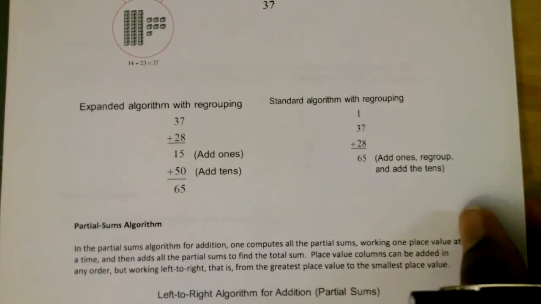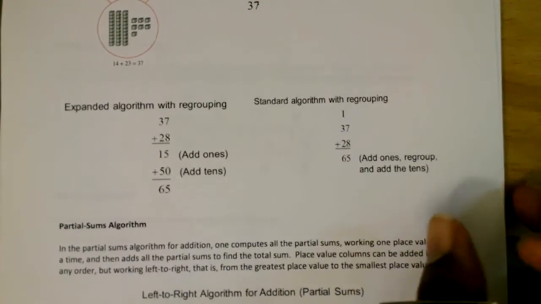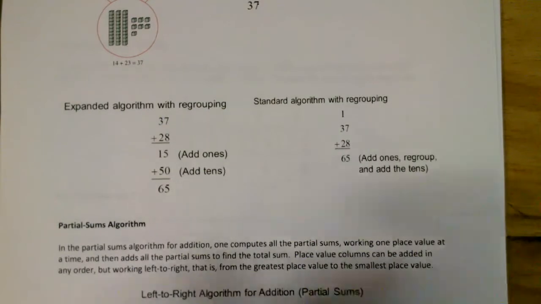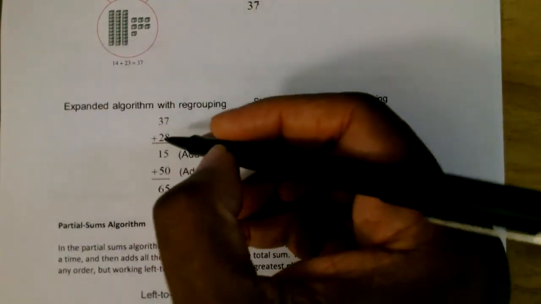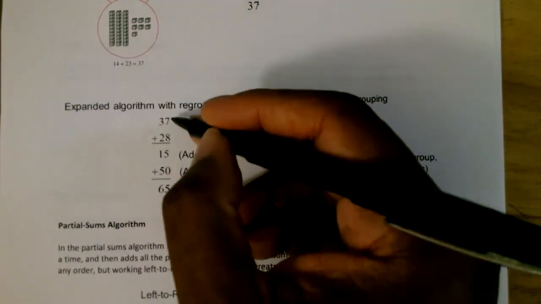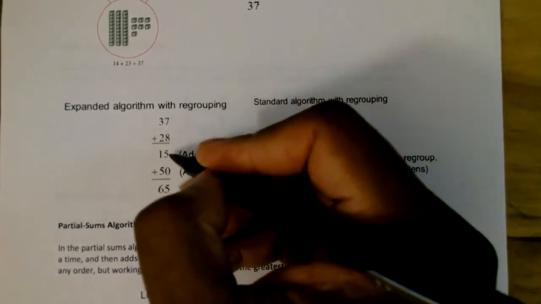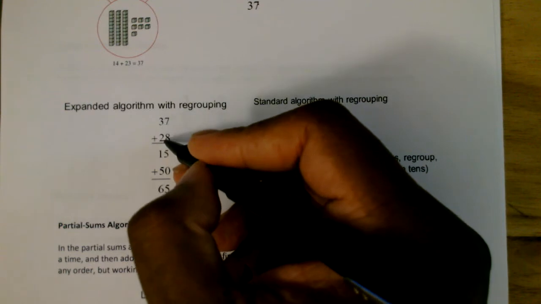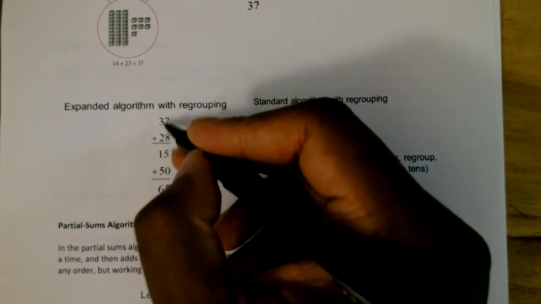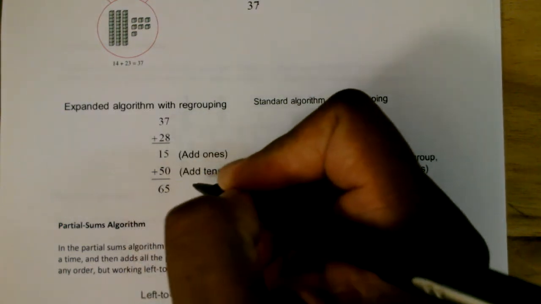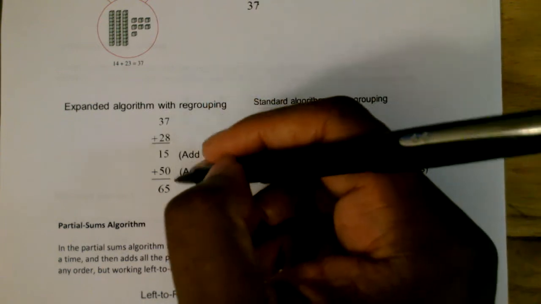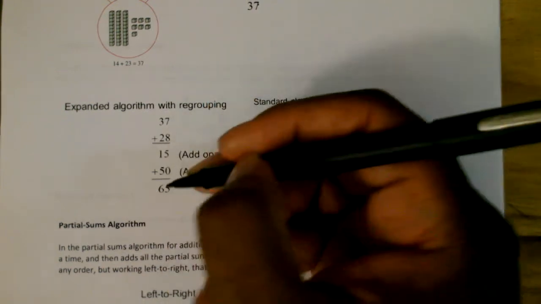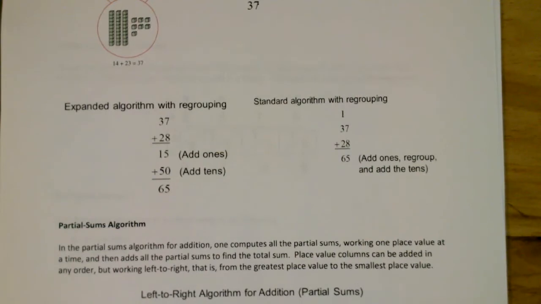Okay. And then we have the expanded algorithm with what they call regrouping. And what that means here is this. If I add 7 and 8 together, adding the 1's place, that would give me the 15, as you see here. And then if we add 30 and 20 together, those are your 10's, that would give you 50. And if I add those partial sums, 15 plus 50 would give me 65.